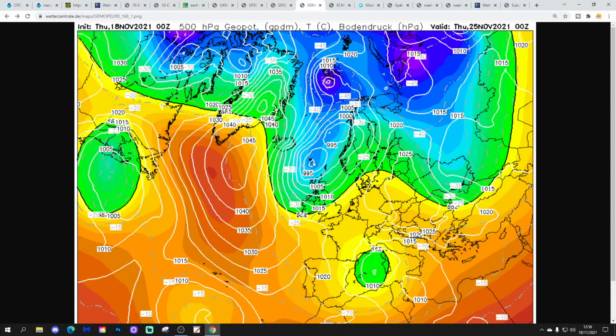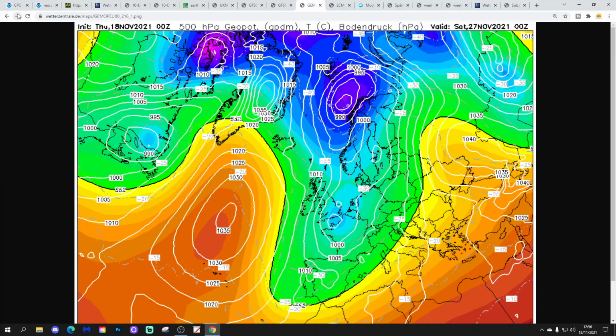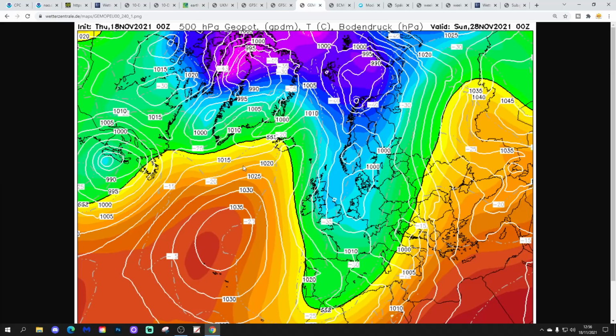In the middle of next week, this low pressure diving in from the north, bringing rain, sleet, and for northern areas, probably some snow as well. And as that low pressure clears away to the south, that brings the wind in from the north or from the northeast, which will be cold and will bring wintry showers to many parts of the country.